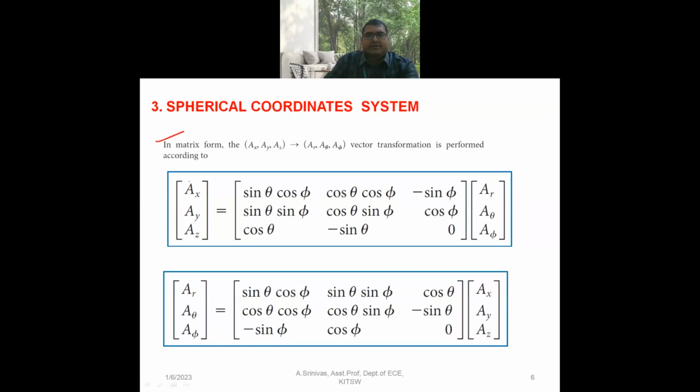The vector transformation between Cartesian and spherical coordinate systems are given by the equations. Refer to the equations. In the next lecture, I will give the trick to remember the vector transformation between Cartesian and cylindrical and between Cartesian and spherical.